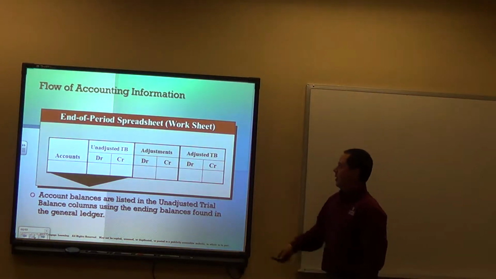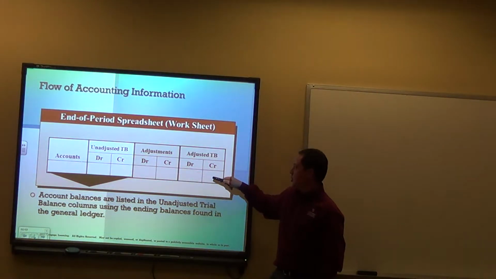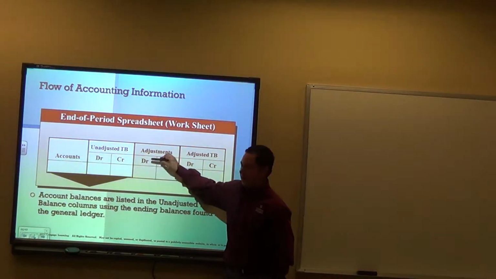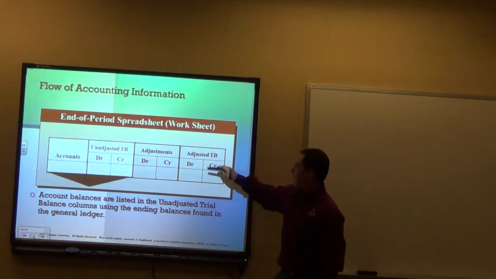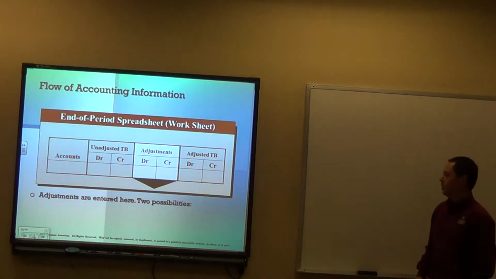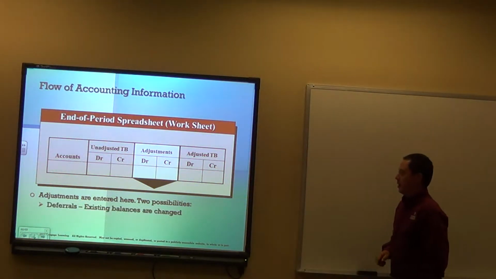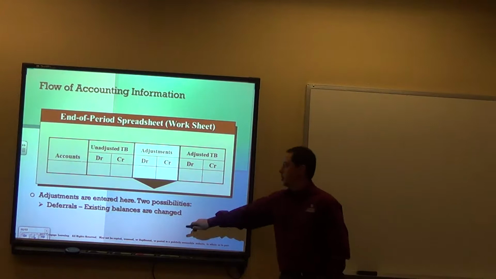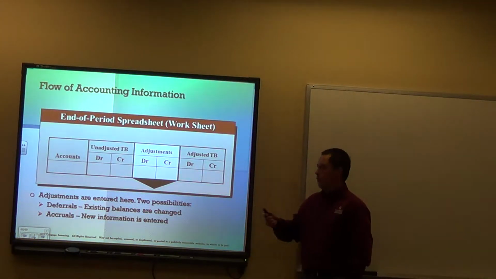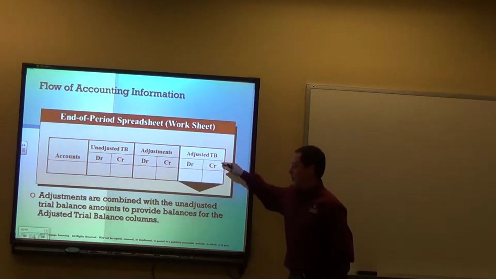All right, so end of period spreadsheet, worksheet. So this is your unadjusted trial balance, these are your adjustments, these are your adjusted trial balance. So that's what you have. So these are the adjustments that we made right here. This is what we had beforehand, this is what we did, and now this is what we're going to have. So adjustments are entered here. There's two possibilities, obviously: deferrals, where existing balances are changed, and accruals, where important information is entered if we have some accruals that we talked about that we haven't posted.